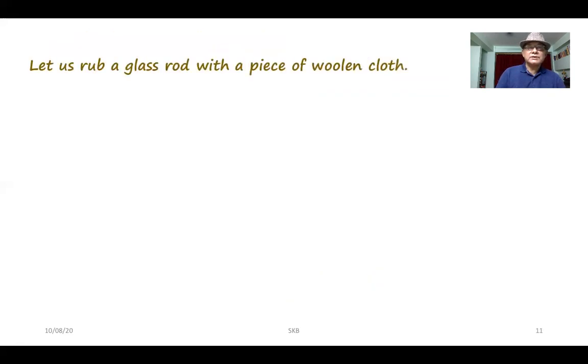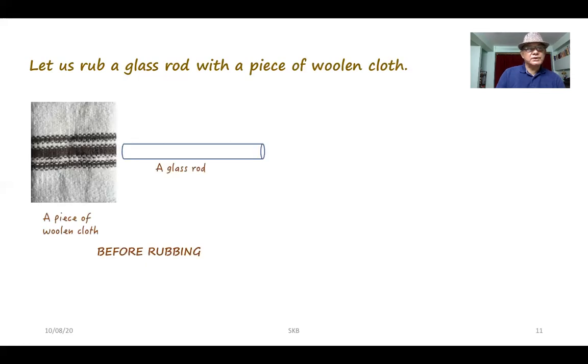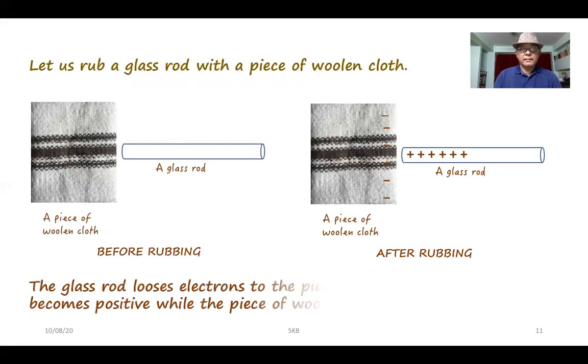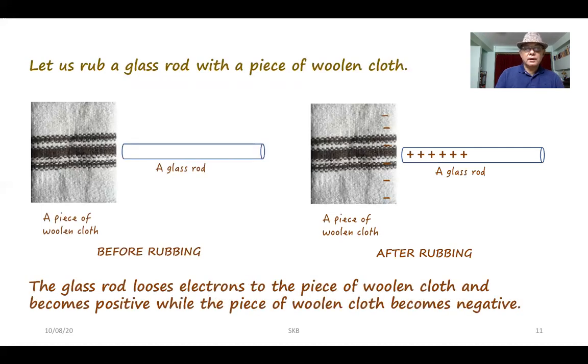Let us rub a glass rod with a piece of woolen cloth. This is the situation before rubbing. The piece of woolen cloth and glass rod are both in neutral condition. This is the condition after rubbing. The glass rod loses electrons to the piece of woolen cloth and becomes positive, while the piece of woolen cloth becomes negative.